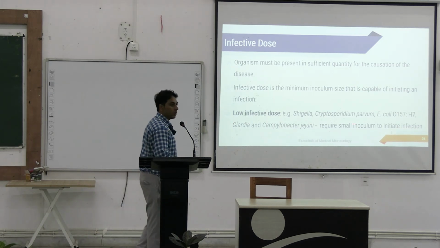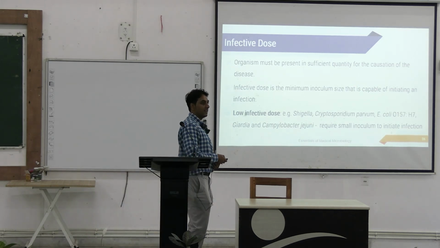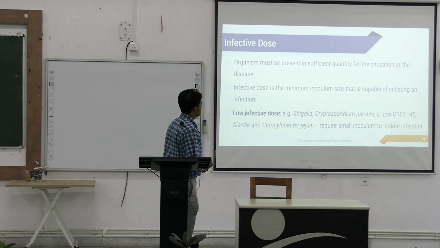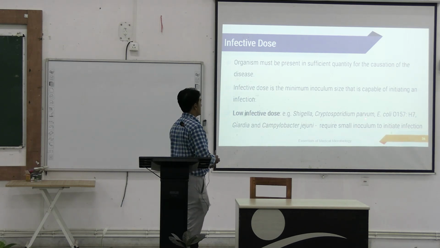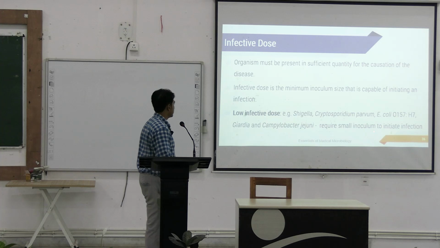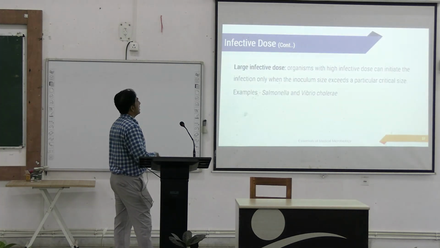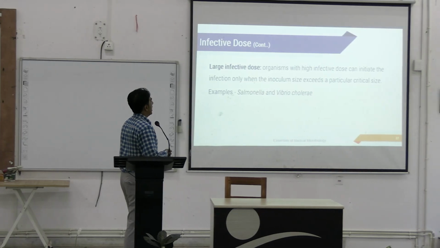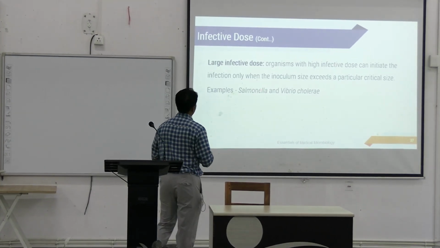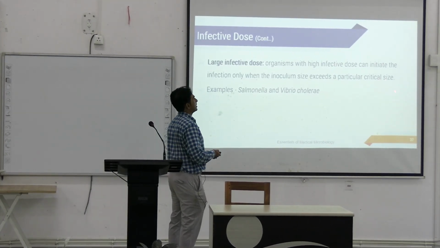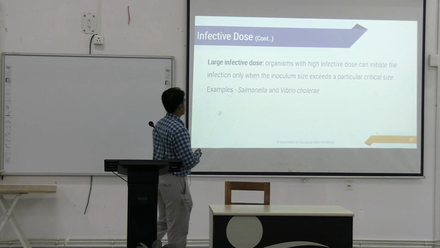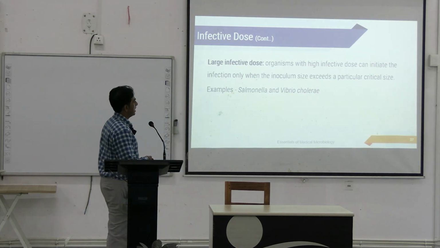কোন অর্গানিজমের লো ইনফেক্টিভ ডোজ লাগে? শিগেলা, Cryptosporidium parvum, E. coli O157:H7. This requires small inoculum to initiate infection. কাদের লার্জ লাগে? High infective dose can initiate only when the inoculum size exceeds a particular critical size. অনেকটা amount of bacteria লাগছে, যেমন Salmonella আর Vibrio cholerae.